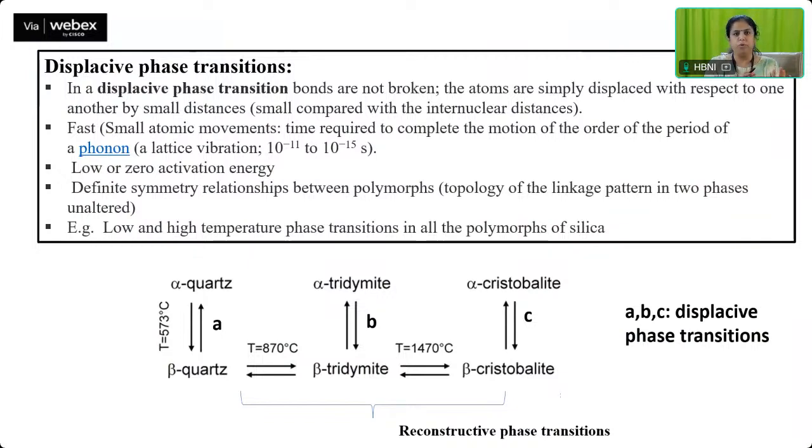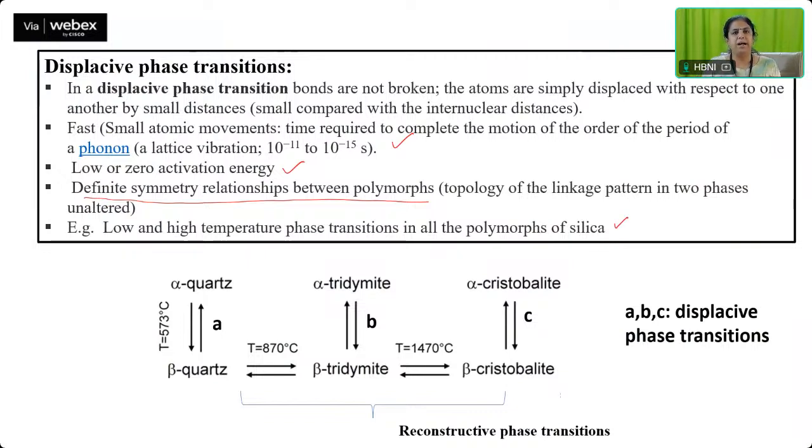The bonds are not broken, and because the bonds are not broken, this does not involve a lot of activation energy. And because the bonds are not broken, these reactions are relatively faster as compared to reconstructive phase transition. And because it is only the displacement of atoms with respect to one another, there is a definite symmetry relationship between the two polymorphs that are linked by a displacive phase transition. All right. I hope it is very clear. I'm not going to repeat it because these are simple concepts.